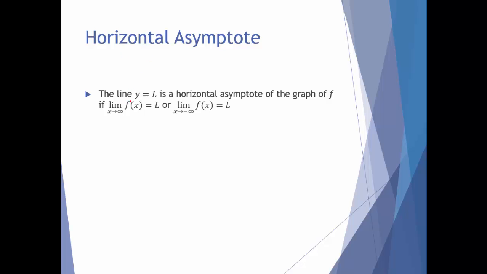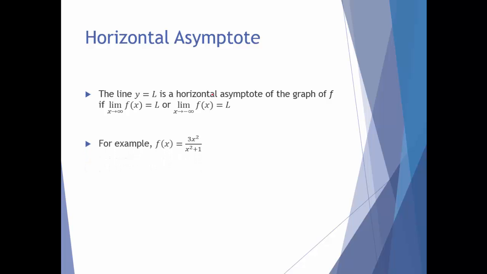So we say that the line y equals L is a horizontal asymptote of the graph f if, when you take the limit as x approaches infinity on the function, you get some kind of number L, that line y equals L, or as you take the limit as x approaches negative infinity on f of x, you get L. In both cases, what you're going to pick up is the horizontal asymptote. Now that is, again, assuming you get a finite value.